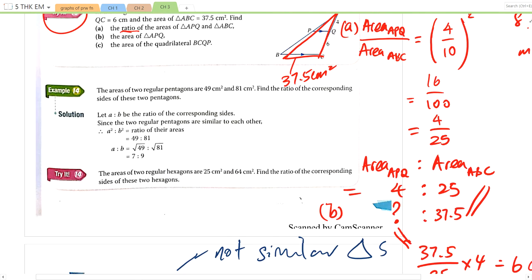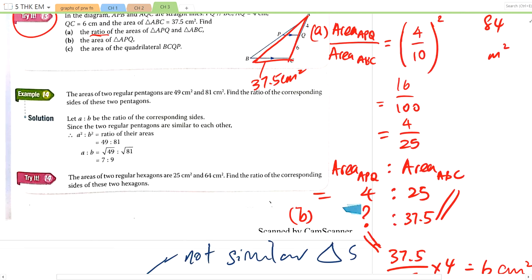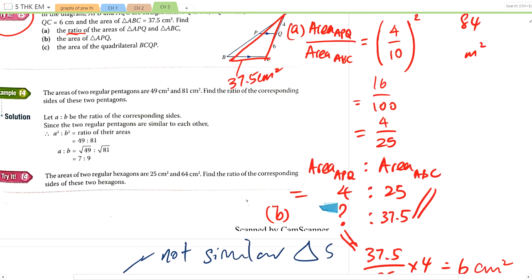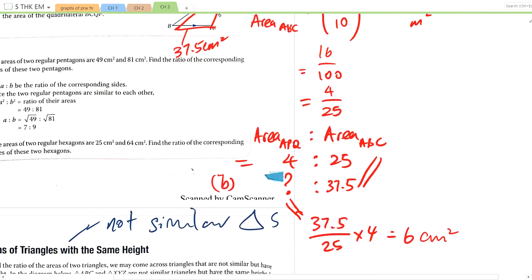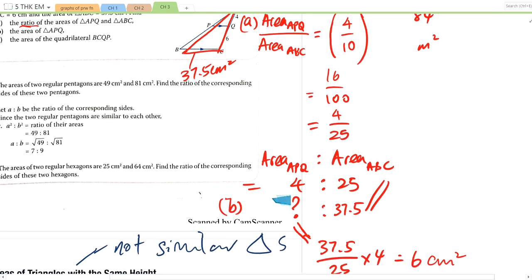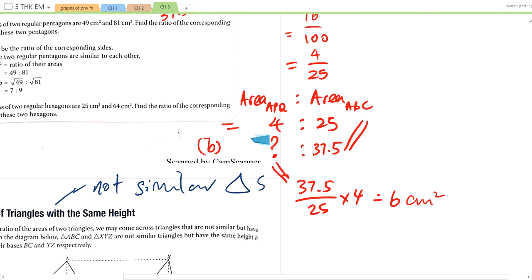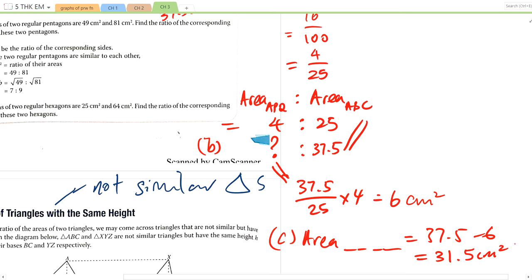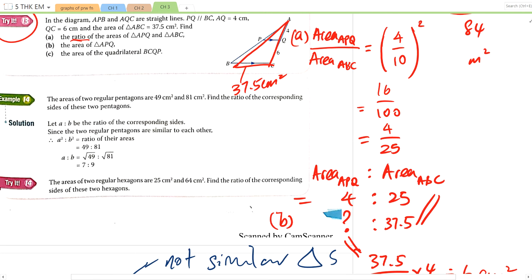And finally, area of the quadrilateral PCQP. How much is that? 37.5 minus 6. So part C, area of the quadrilateral equals to 37.5 minus 6 to get us 31.5 square centimeters. Is the answer correct? Does it seem correct to you?